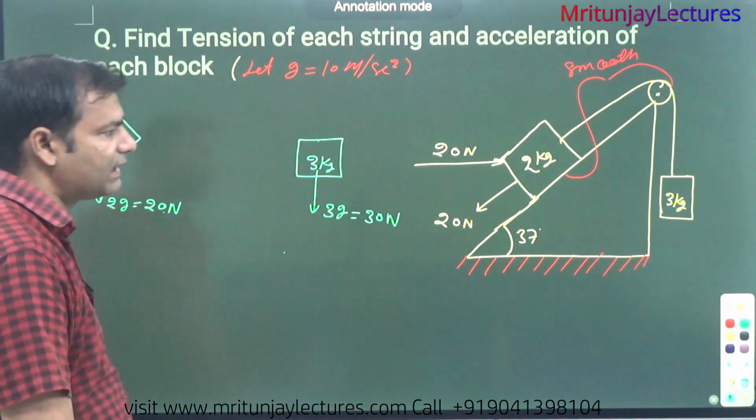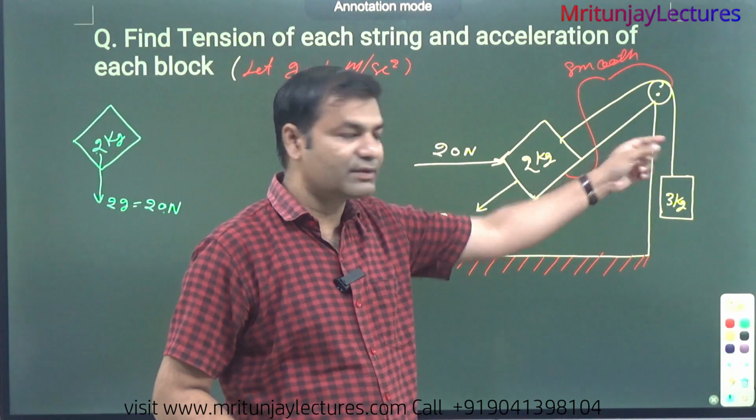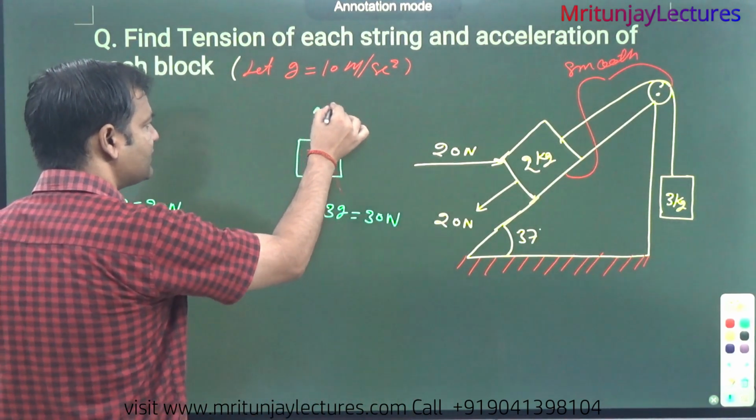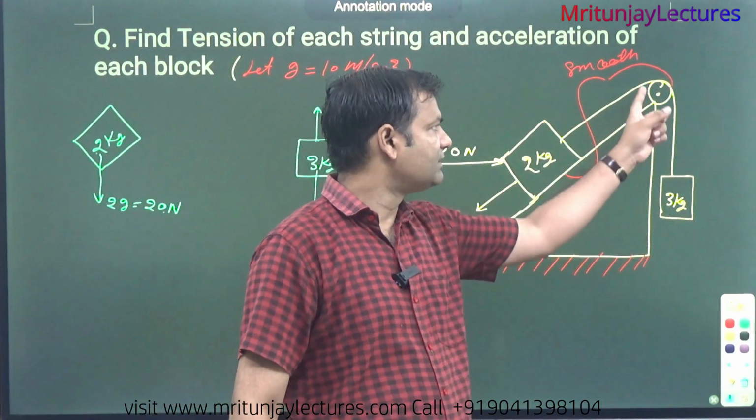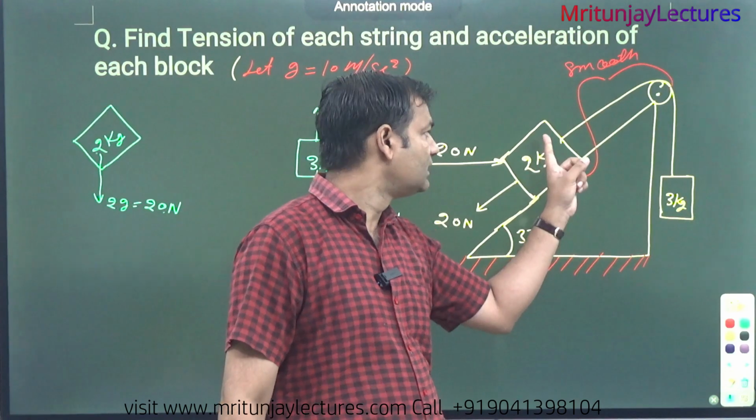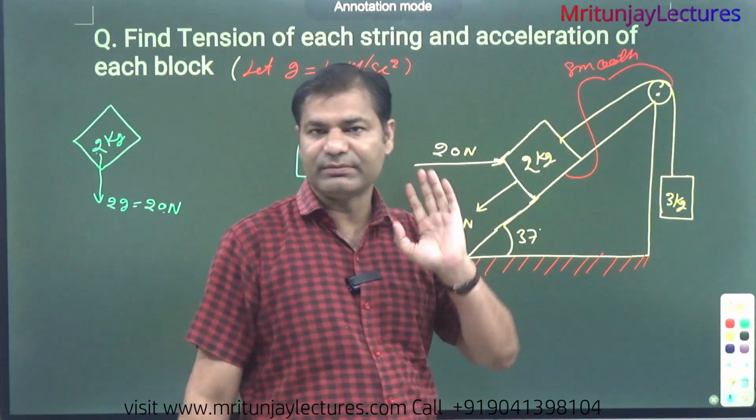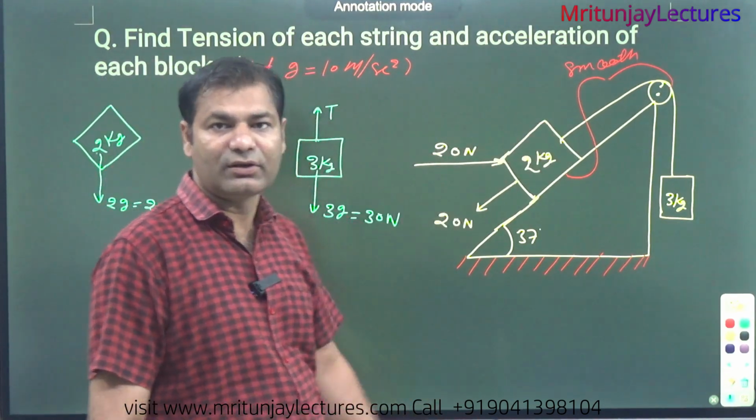Now next one, direct contact force. The direct contact force by the string is in the upward direction, that is T. The string is massless and the surface is smooth, that's why the tension at all points in this string is the same. So if this one is T, then here also T. Clear or not?